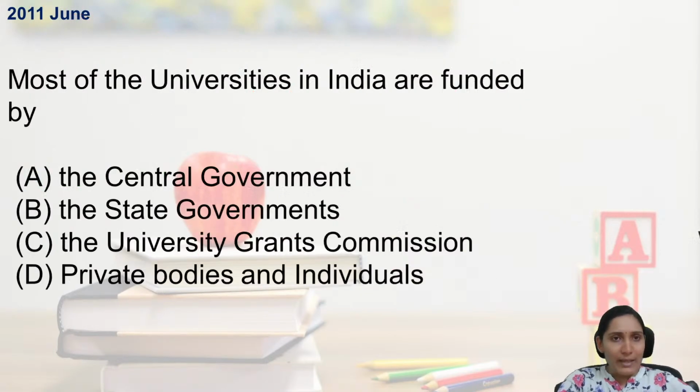Let's go to the next question, which is: most of the universities in India are funded by. This is regarding the funding of the universities in India. The options are central government, state government, University Grants Commission, private bodies and individuals. So this is the question. Please see the options and then answer.